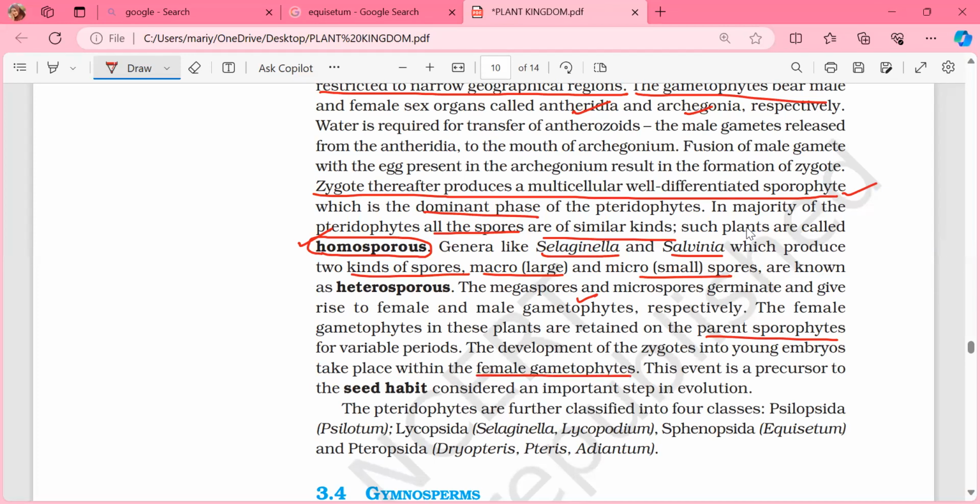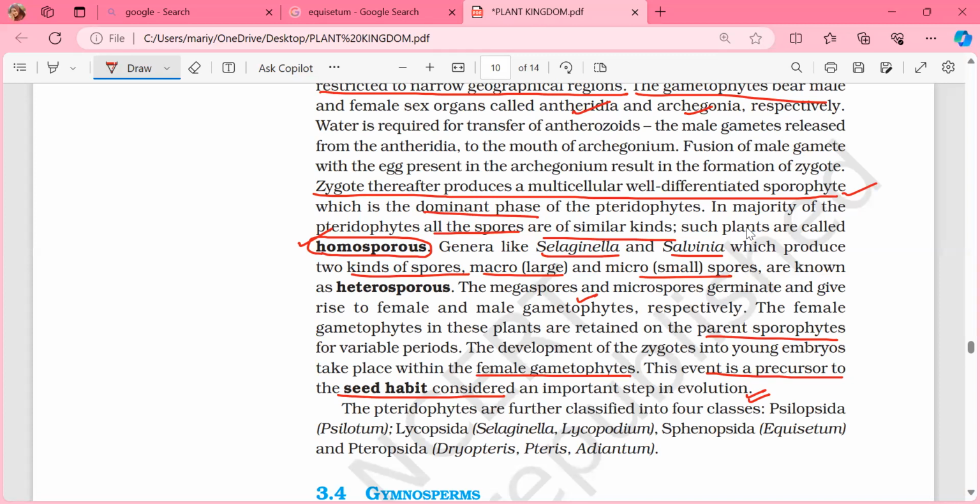Now, this event wherein the zygote develops into a young embryo inside the female's body is a precursor to the seed habit. It is a very important step in evolution. It showed that the plants were also evolving, just like how the animals were evolving.